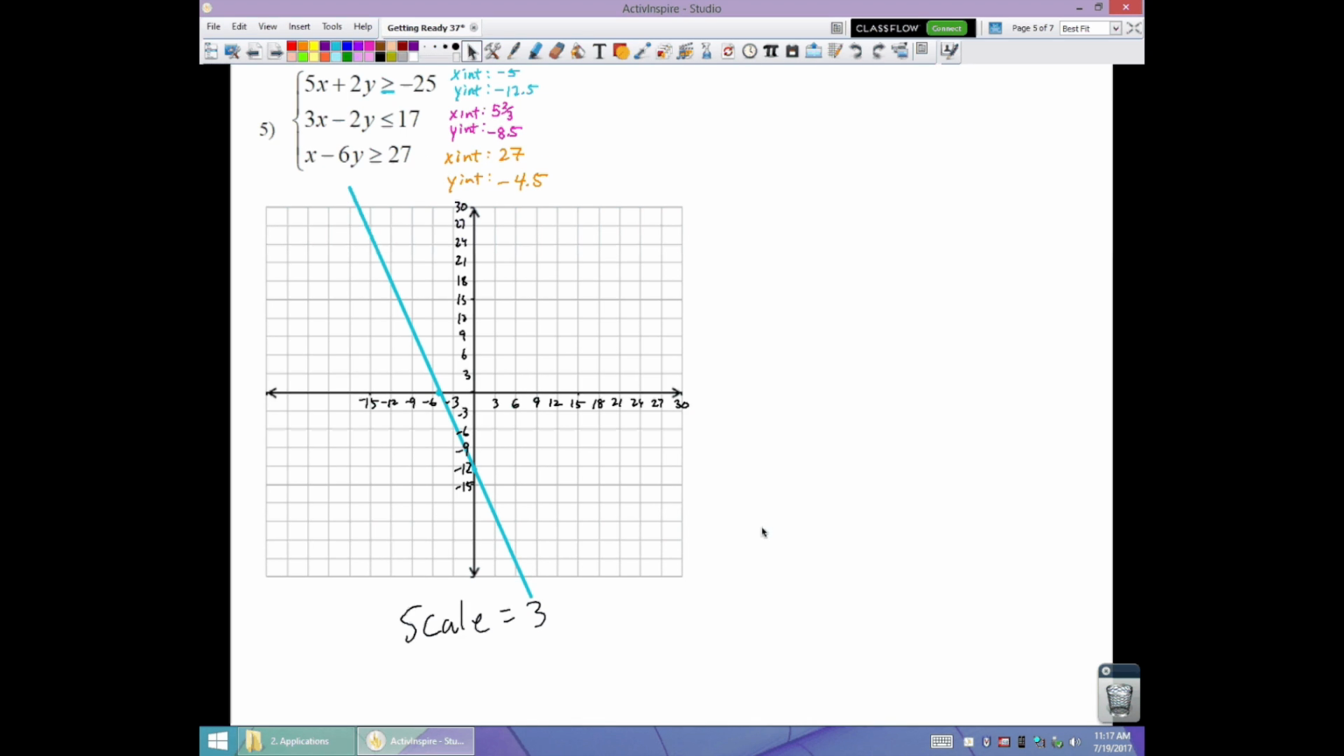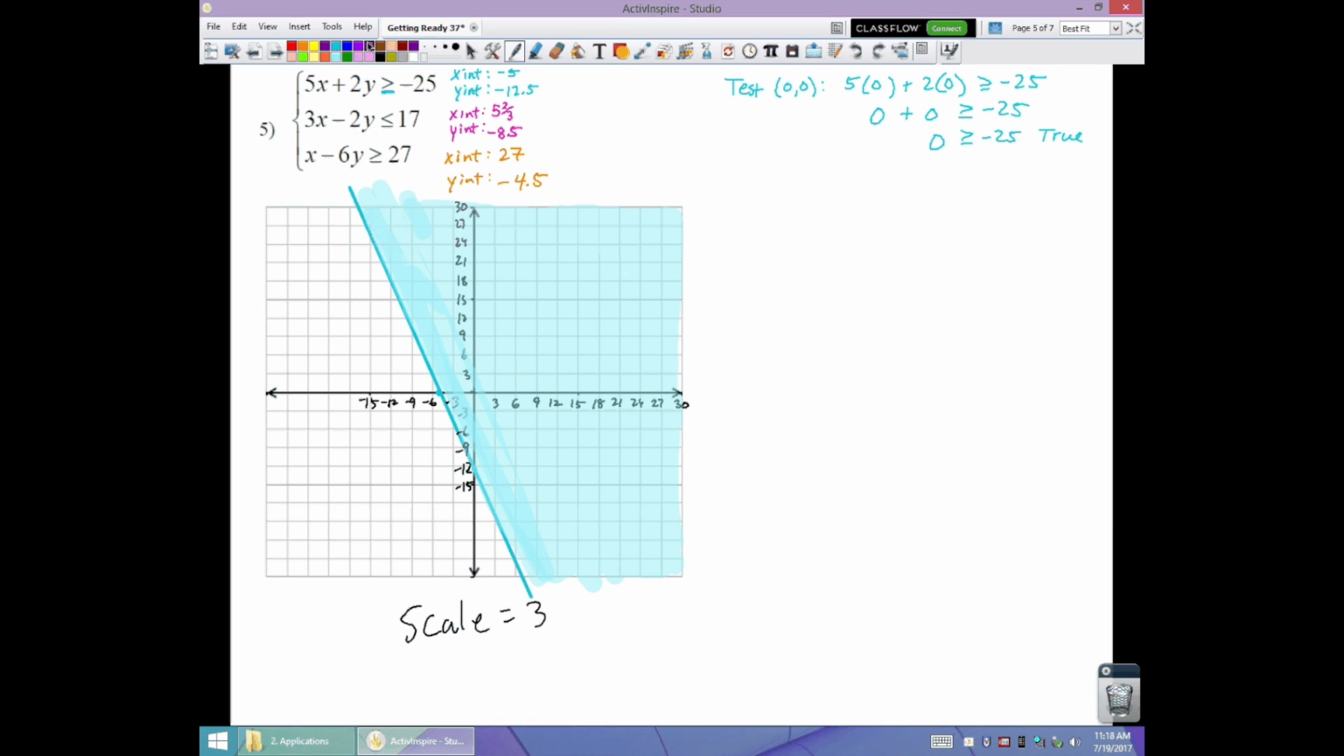Okay. And again, since we use this intercept method, we are going to have to choose a test point. So we can test 0, 0. So that's 5 times 0 plus 2 times 0 greater than or equal to -25. Well, 0 plus 0 is greater than or equal to -25 because 0 plus 0 is 0. So that is true. 0, 0 works. So it needs to be shaded above the blue line. So everything above the blue line.